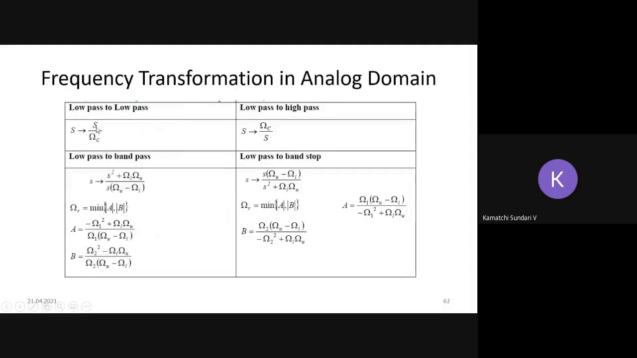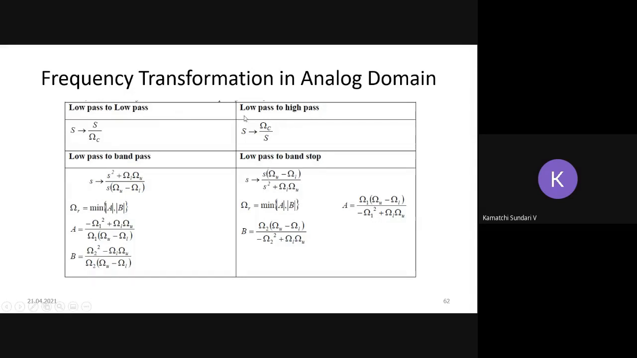Calculation. Suppose you want to do it for high pass, then we have to do our frequency transformation using this formula, right? If you want to do it with the band pass, then after finding your low pass filter calculation H of s, we have to substitute your s value with this value, right? So here these are all the calculations, and similarly for low pass to band stop filter.